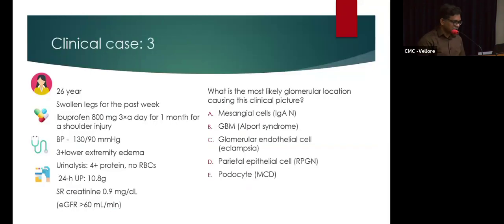So, clinical relevance, let's see case 3. She's a 26-year-old female presenting with swollen legs for the past 3 weeks. She was on ibuprofen 800 milligrams thrice a day for 1 month for a shoulder injury. Her blood pressure on examination was 130/90, and she had 3 plus lower extremity edema. Urinalysis shows 4 plus protein, no RBCs, and 24-hour urine protein was 10.8 gram. Creatinine is 0.9. So what is the most likely glomerular location causing this clinical picture? Is it IgA nephropathy, Alport syndrome, eclampsia, RPGN, or MCD, minimal change disease?